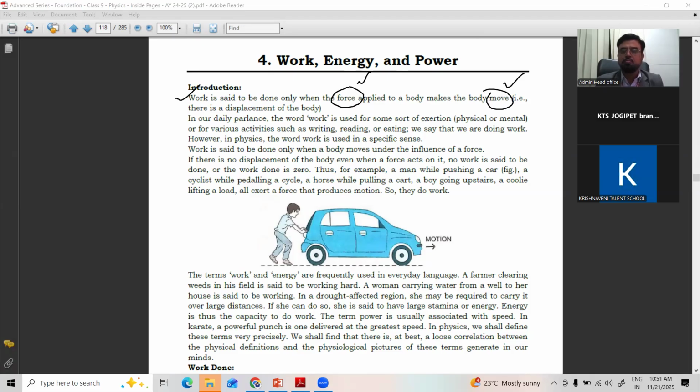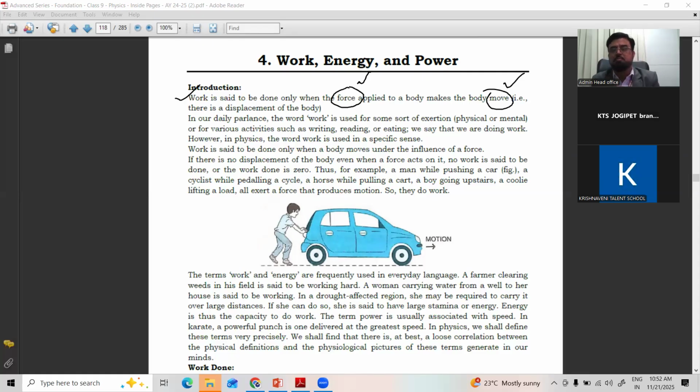Suppose, a diagram is given there, the car is stopped in the middle of the road due to some problem, because the self-start is not working. Then what do you have to do? A person should get down from the car and apply force. When force is applied, if the car changes its position, then you can say work is done. Even though you are applying force, if the car is not moving, we cannot say work is done. There should be force and there should be motion or displacement.